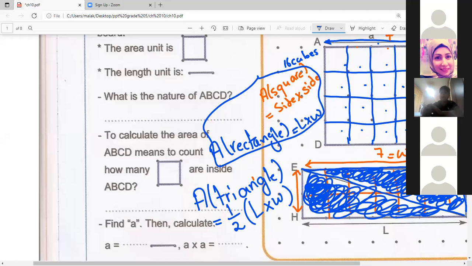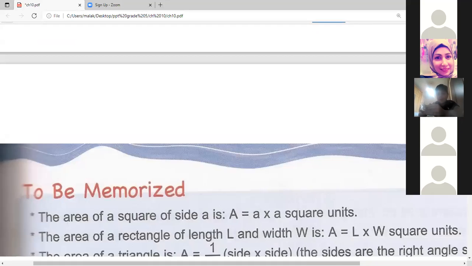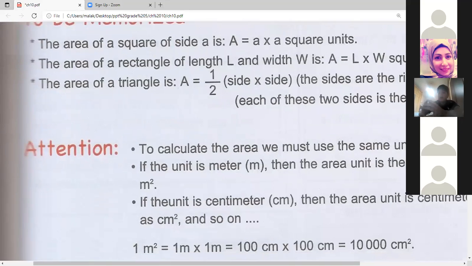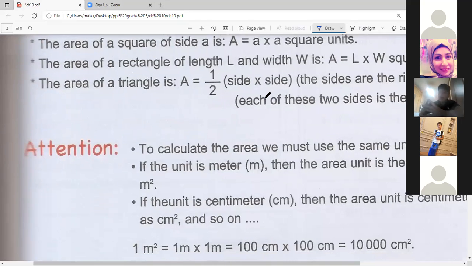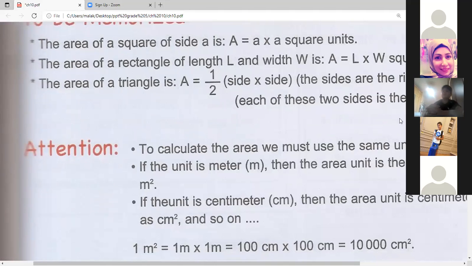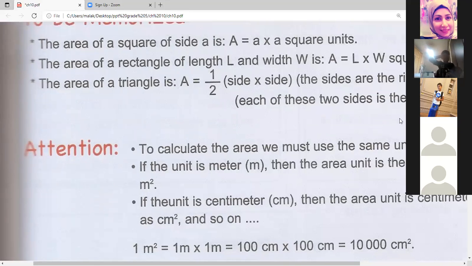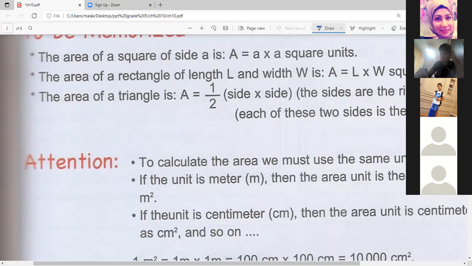Let's repeat. What is the area of a square? Side times side. Bravo. The area of a rectangle: length times width. The area of a triangle: half the height times base, or base times height. Excellent. The base and height are the two sides that form what? A right angle. Excellent. So let's study here page 157 to memorize.